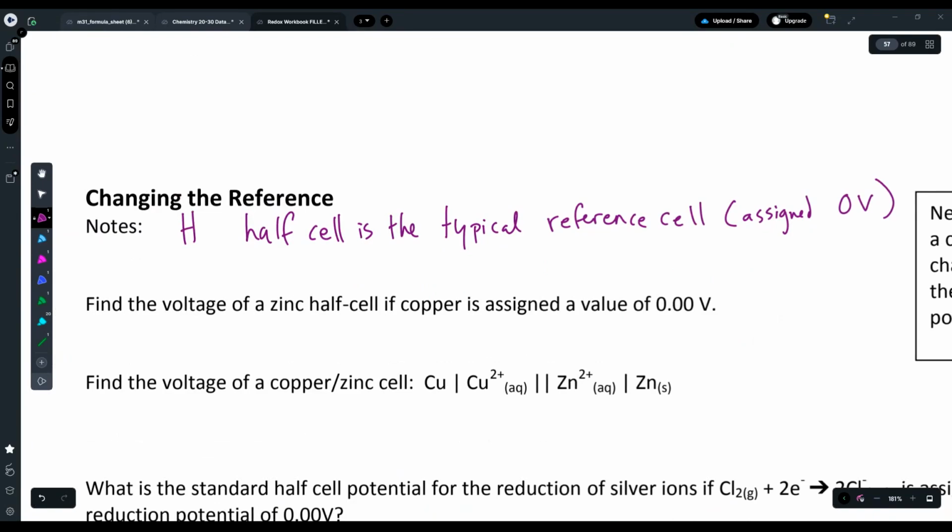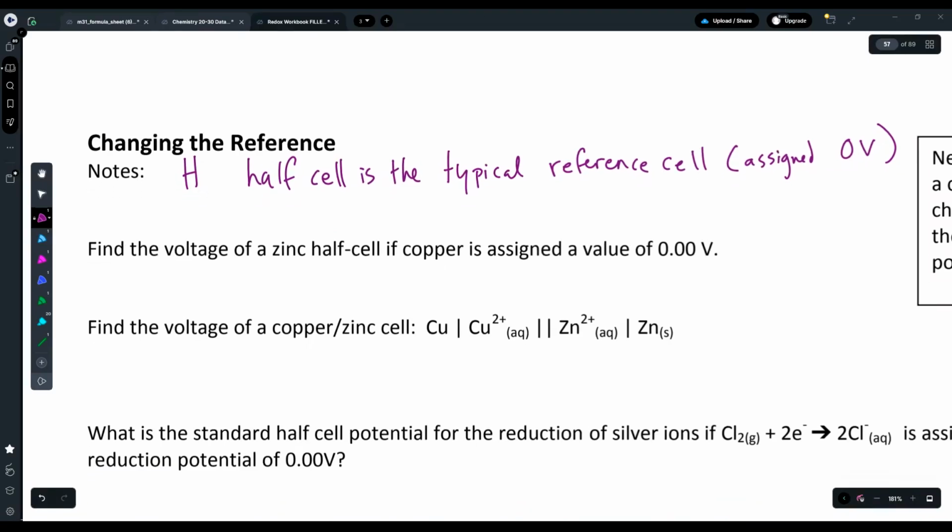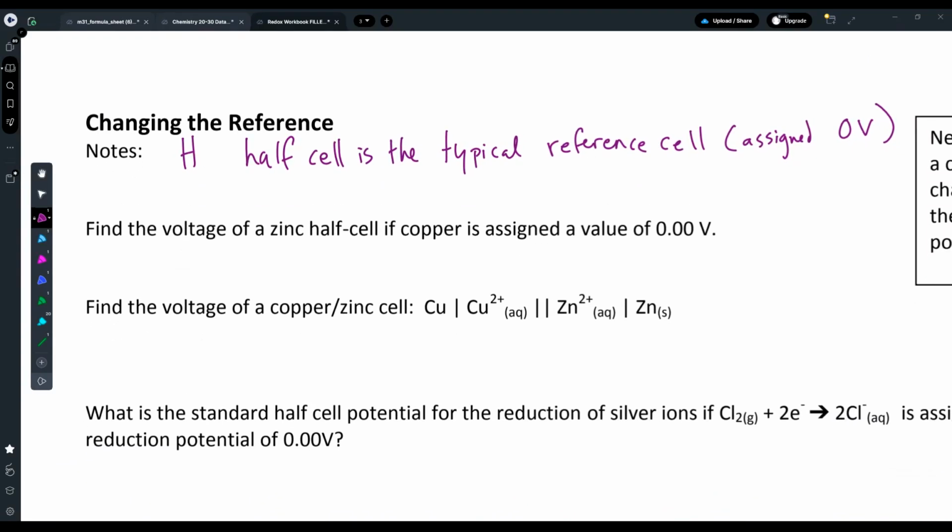What these types of questions are asking is, what if that hydrogen half cell was no longer the reference cell? What if it was a different half cell? That's what these questions are asking. So we're asked, find the voltage of a zinc half cell if copper is assigned a value of 0. So what does that tell us? That tells us that copper is our reference cell here.